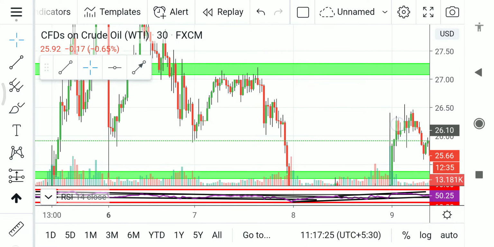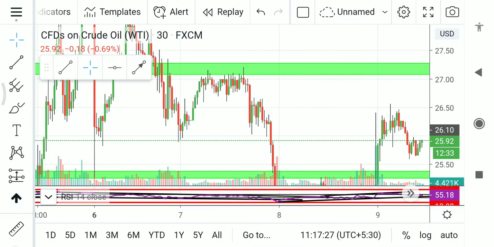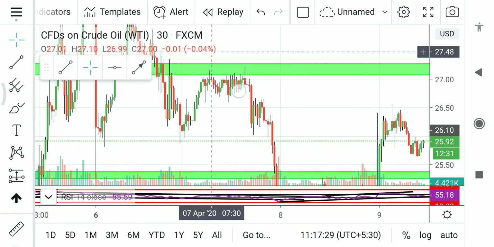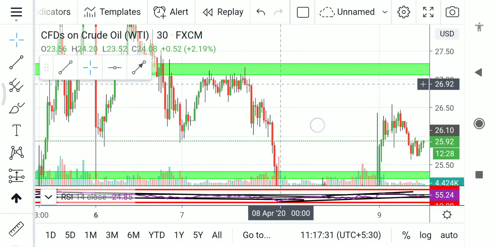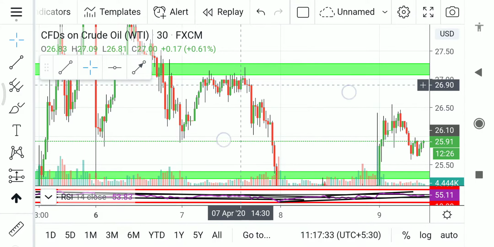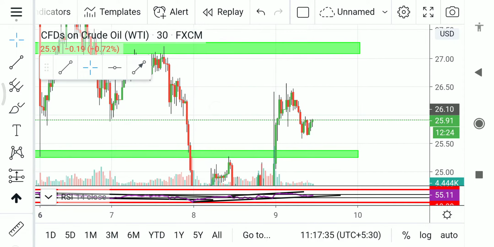See, if you can see here, in this region it had struggled much more around this $27, so we can see somewhat of a hurdle in that region around $27.